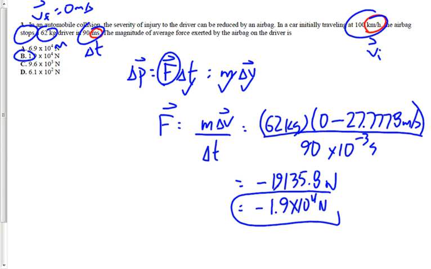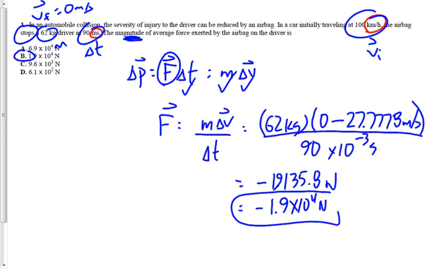What are they asking us for? They're asking us for the magnitude. Good. So it is a negative value, but they're not asking me for the direction. They're only asking me for the magnitude. Right? Force at a time. That's what led me to impulse here.